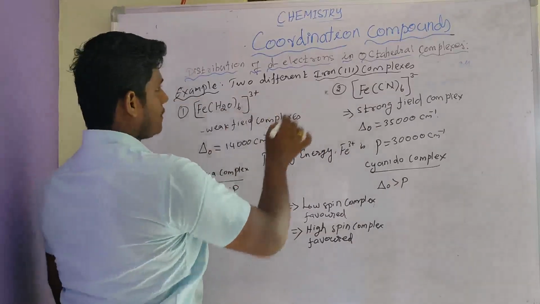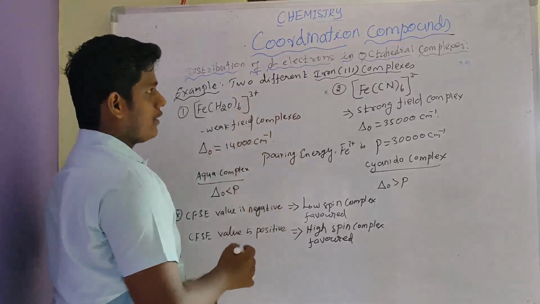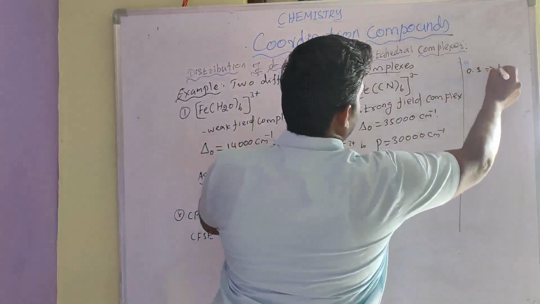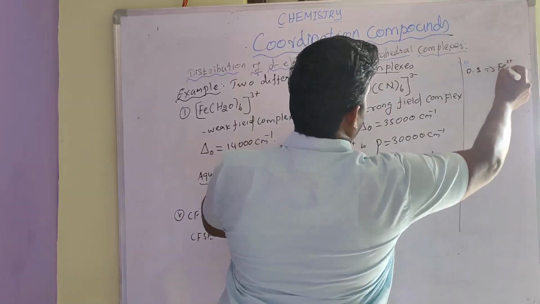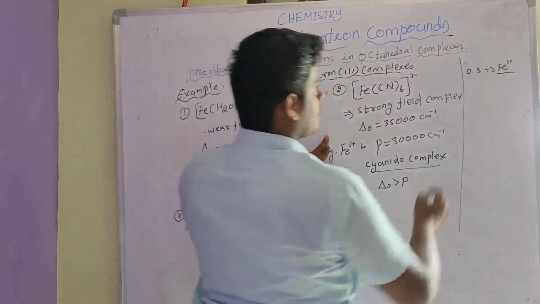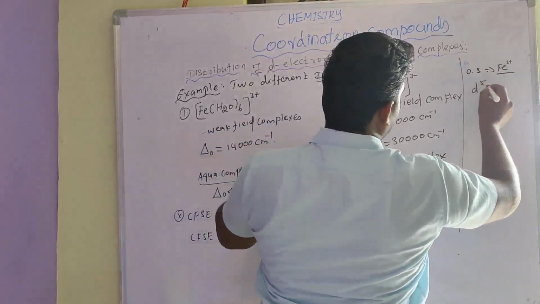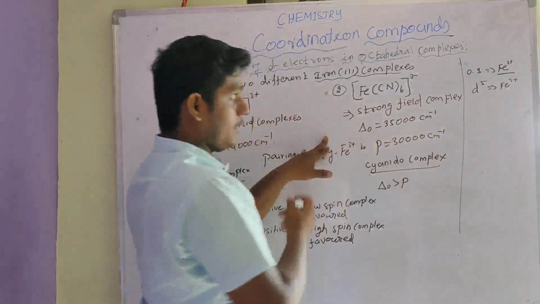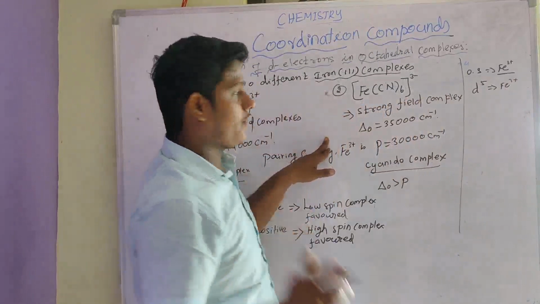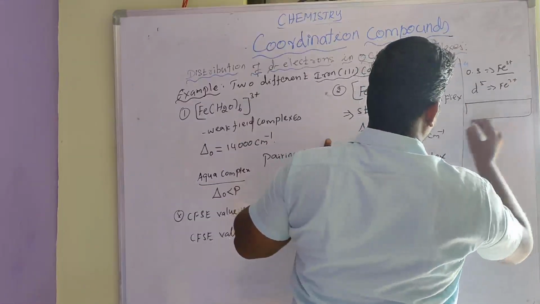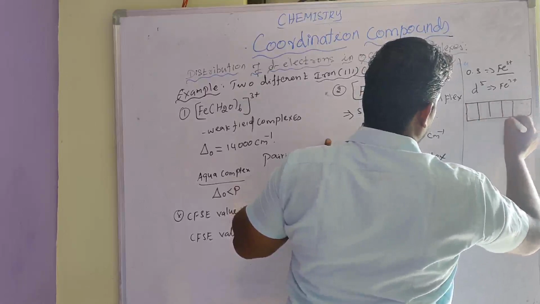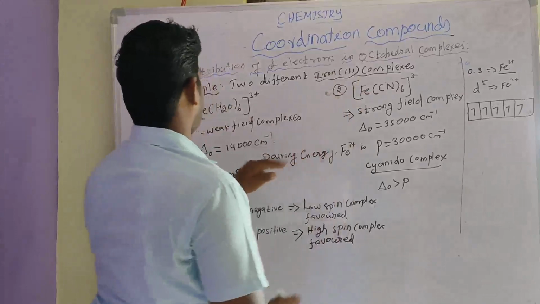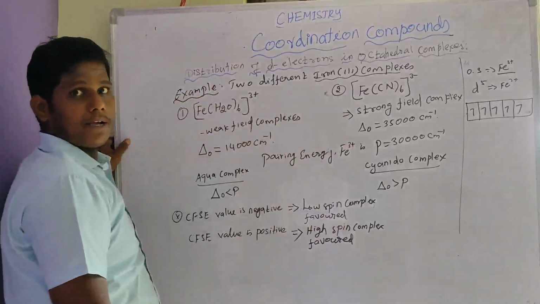In both, iron is present. The oxidation state for iron is Fe3+, that means +3. So +3 means it contains d5. For Fe3+ you get a d5 system, so the number of d electrons present is 5: 1, 2, 3, 4 and 5. Both are in the Fe3+ state.